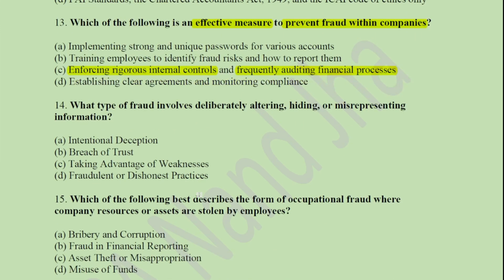What type of fraud involves deliberately altering, hiding, or misrepresenting information, intentional deception, breach of trust, taking advantage of weakness, fraudulent or dishonest practice? The answer should be A. But as per ICAI, the answer is D.